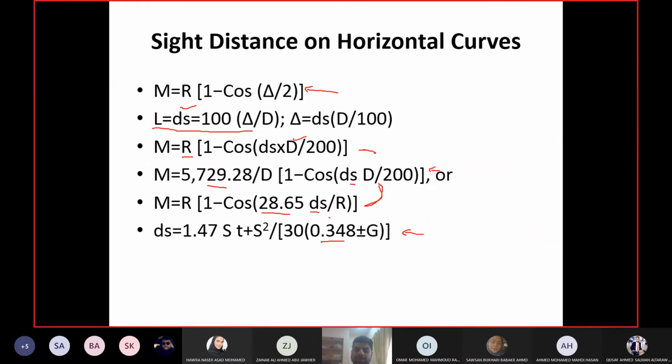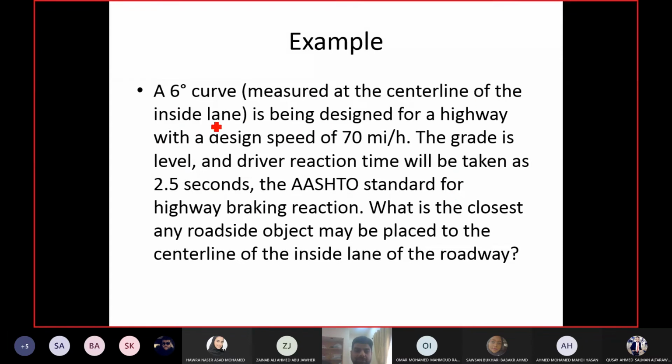So this is what they are saying here, that the center line of the inside lane has a curve of 6 degrees. The speed is 70 miles per hour. The gradient is level, so no gradient. Driver reaction time is 2.5 seconds, which is the AASHTO standard for normal braking. We want to place a roadside object closer to the highway. So how close to the highway can we be? Meaning how close to the center line of the inside lane can we be? Because this is our main lane, this is our critical case, the inside lane. So how far should any roadside object be from the center line of the inside lane?